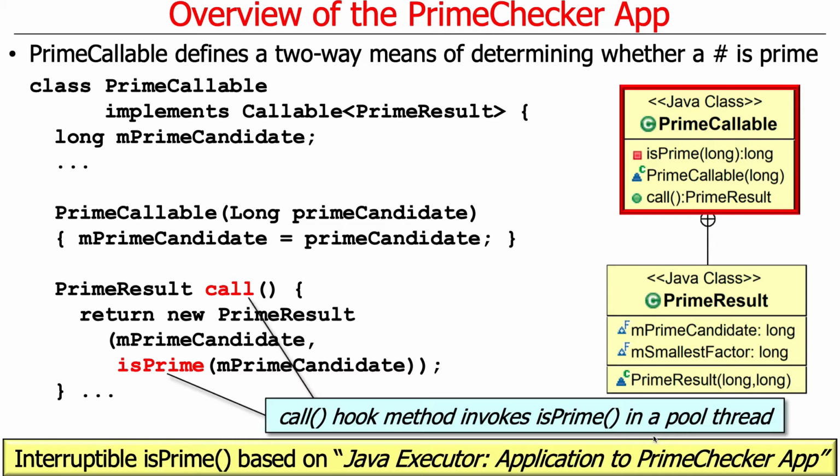And the call method is the method that gets called back by the Executor Service. And you can see what it does here is it makes a new prime result, and it passes in the prime candidate. That's the number we're checking to see if it's prime or not. And then we call the isPrime method, passing in the prime candidate, and that will go and chug away to see whether or not it's a prime number. Now, I showed you what the isPrime method looked like earlier. This is a variant of this that can be interrupted. We'll look at that shortly.